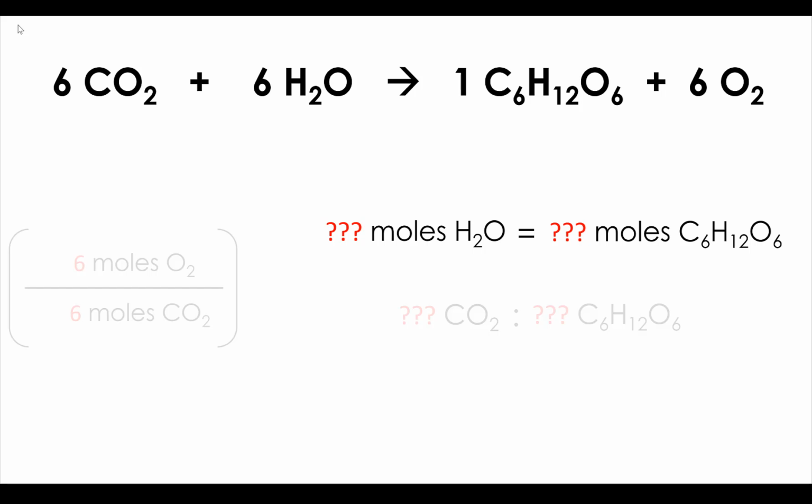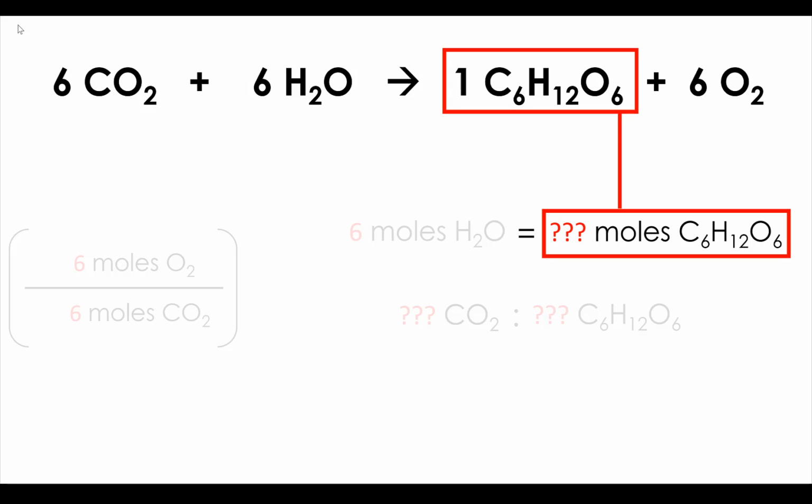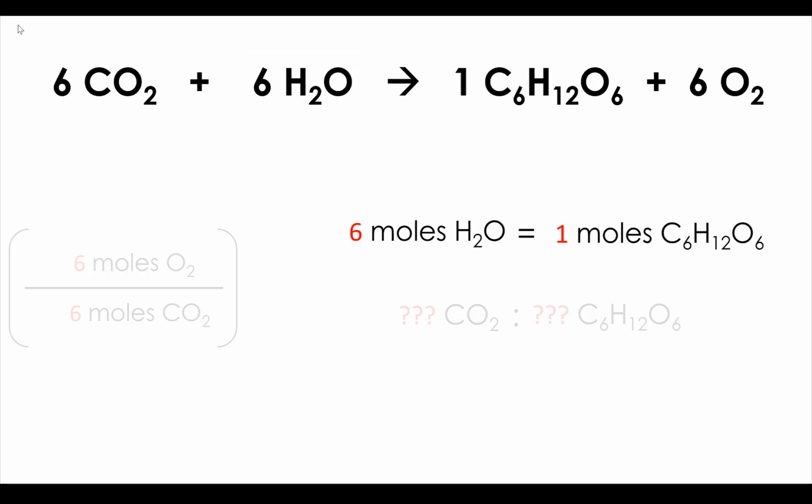Now I'll do it with an equal sign. It's the same process. I look for the coefficient in front of the water, and that's a 6. And then I find the coefficient in front of the glucose, and that's a 1. So the mole ratio is 6 moles of water to 1 mole of glucose.